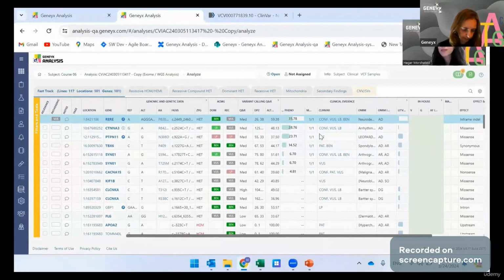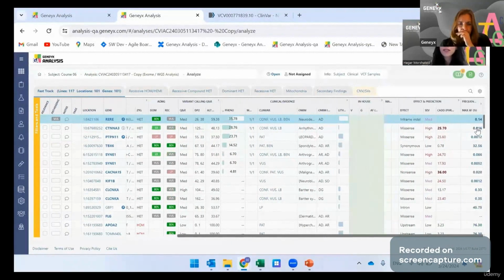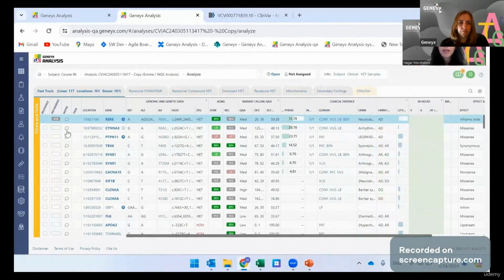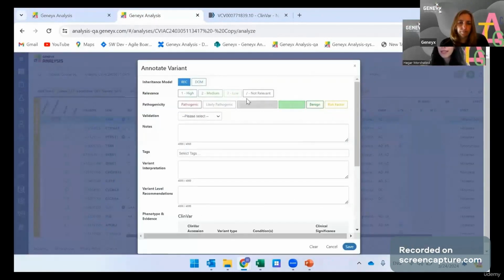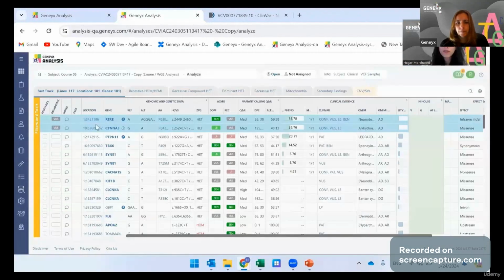The second variant is another variant which received conflicting evidence in ClinVar, of a variant of unknown significance with a likely benign. And this is for sure, or indeed, another VUS variant that is probably not causing disease in an autosomal dominant manner. So it is even likely benign, but the specific classification right now is not that important, as we understand that these are not disease-causing variants.